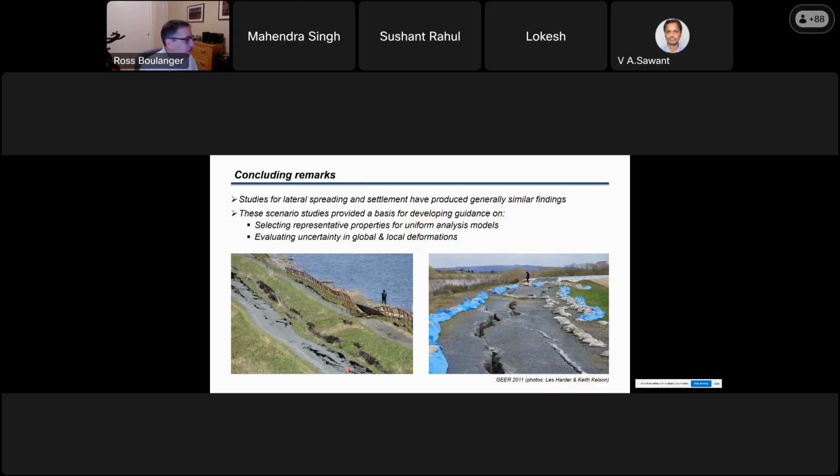And to just kind of conclude that section of the paper, we also go over a review of studies for lateral spreading and reconsolidation settlements. We get very similar findings. And the general conclusion is those scenario studies gave us some guidance on how we would select representative properties in practice when we're doing uniform analysis models. And they also give us some guidance on the nature of the uncertainties in deformations one might expect and should allow for in design or evaluations.